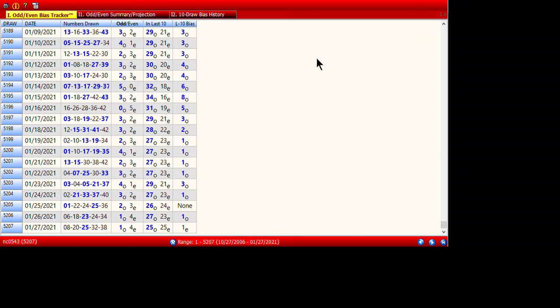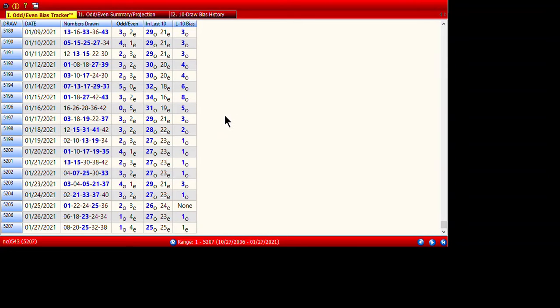Now, the reason why I stopped looking at this chart in Advantage Plus is because there almost was never a bias. Like over here, you can see there was a bias of 8 odds, and this was back on January 15th. So it had 8 more odd numbers than normal. So then you will be looking for evens. And then the next drawing, you had 5 evens.